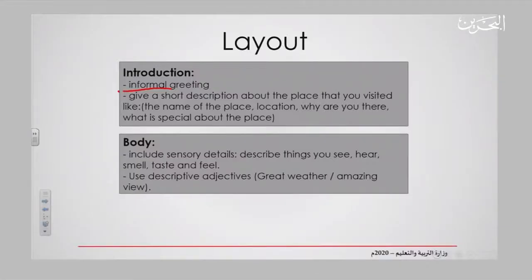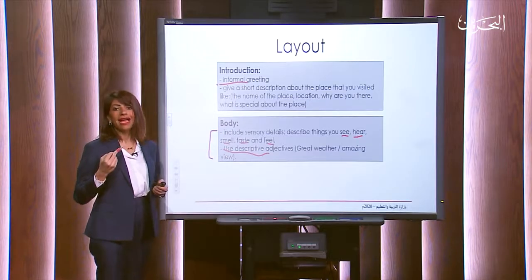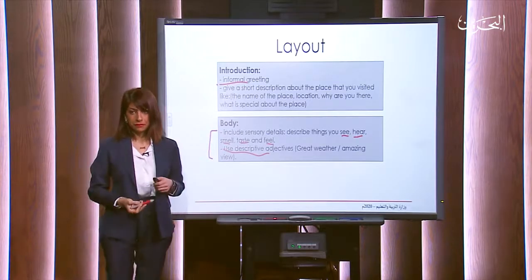Now, here is where you need to include details. Which details? The sensory details. Include the 5 senses as well as descriptive adjectives. The 5 senses, as we have spoken about before: things you see, things you hear, things you smell, you taste, and feel. Don't forget, you need to use descriptive adjectives like great weather, amazing view, because you need to put the reader in an actual view when he reads.